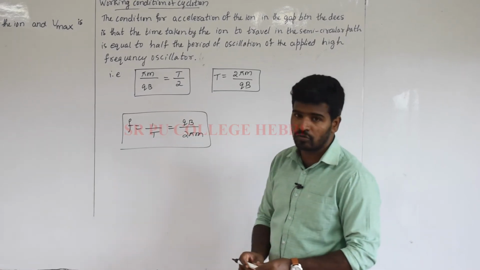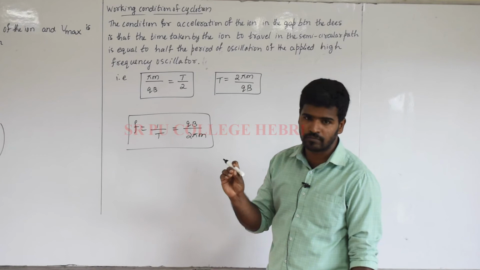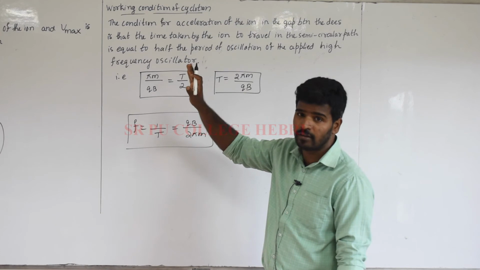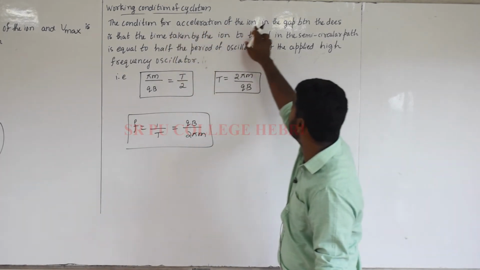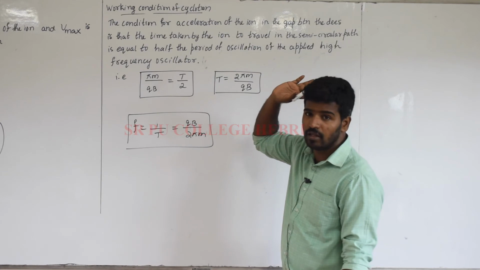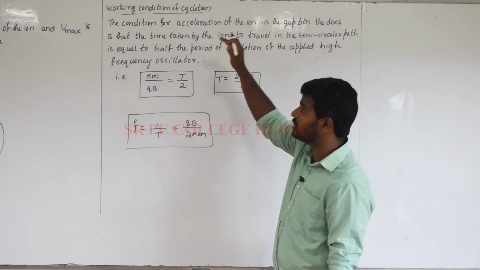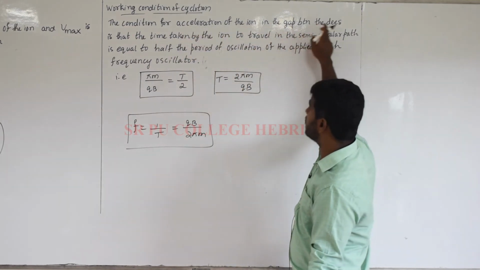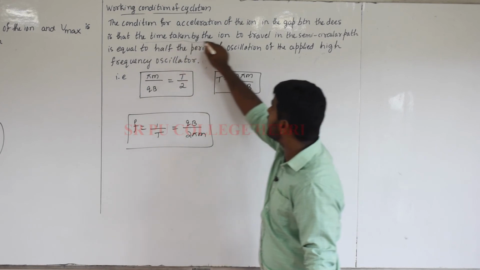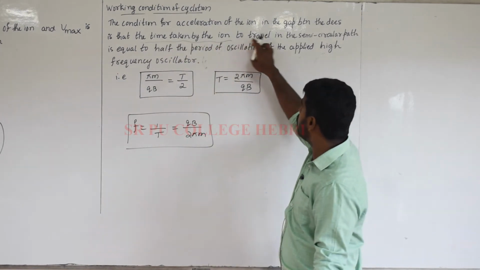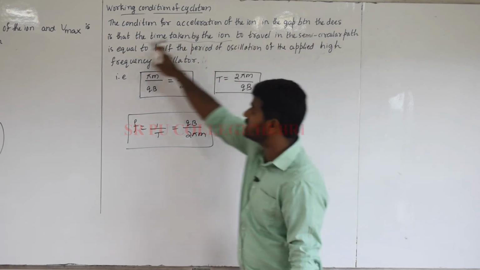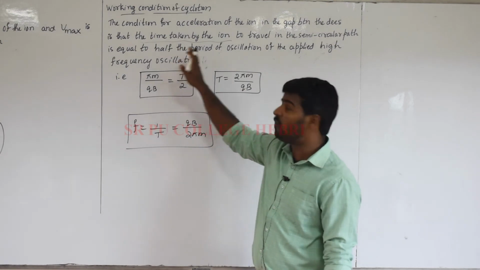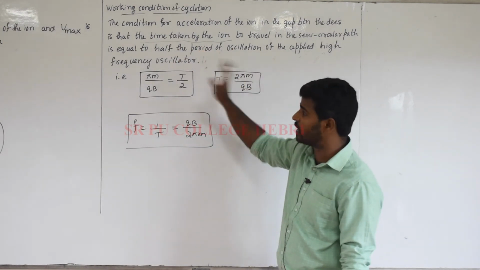The working condition of the cyclotron is a very important 1 mark board question. Write the working condition of the cyclotron. The condition for acceleration of the ion in the gap between the D's is also known as the working condition of the cyclotron. The condition is that the time taken by the ion to travel the semicircular path is equal to half the period of oscillation of the applied electric field.